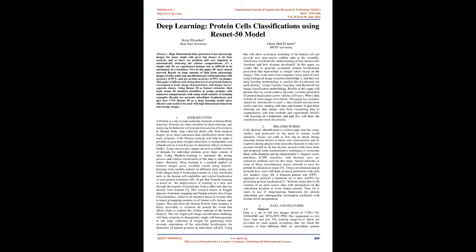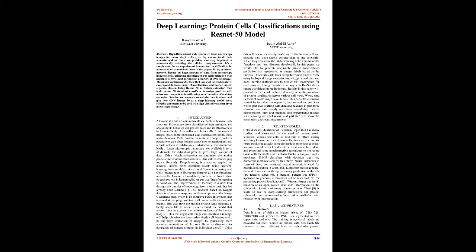1. Introduction. A protein is one of the main nutrient elements in the human body structure. Proteins are often classified by their structure, and analyzing their behavior will present their roles and effectiveness in the human body. Data collected about cells from medical images gives more annotated clarification about these main elements. Cells' protein contents will help make it possible to gain deep insights about how to manipulate and rebuild cells to avoid diseases and their distortion effects in human bodies.